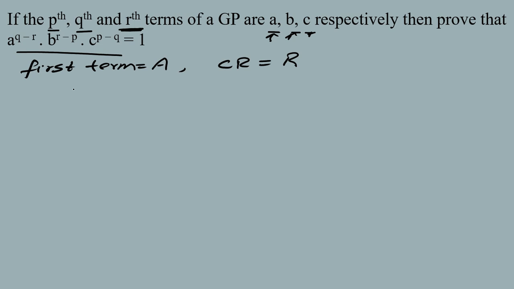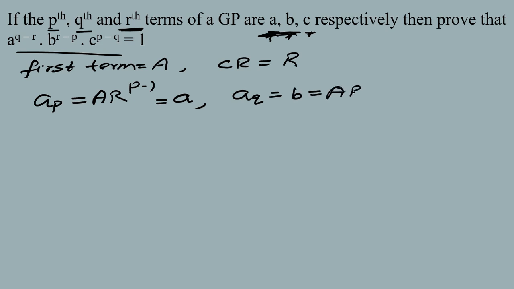Now the pth term means AP is equal to A R raised to the power P minus 1, by using the nth term formula. Here it is capital A and capital R, and it is equal to small a because it is already given in the question. Now another equation: the qth term is equal to b, meaning it is equal to A R to the power Q minus 1.